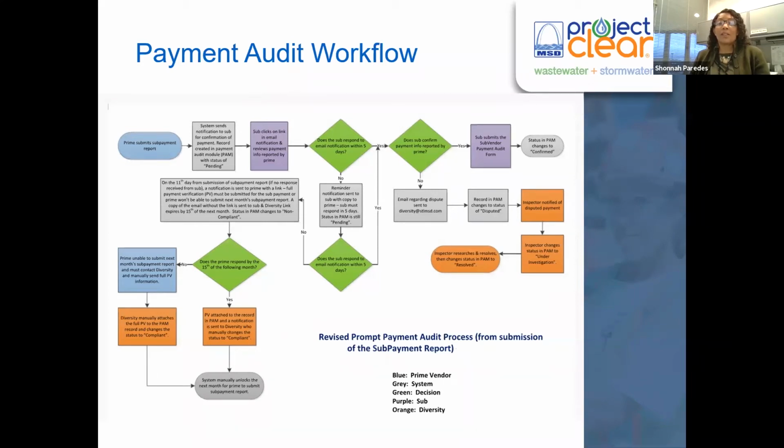Everything else is either system generated, the gray boxes, or an action performed by Diversity. Those actions are in orange. The green diamonds are essentially the responses generated by requests made during some point during the workflow process. The next few slides will walk you through the audit process once you've submitted a payment for a subcontractor.